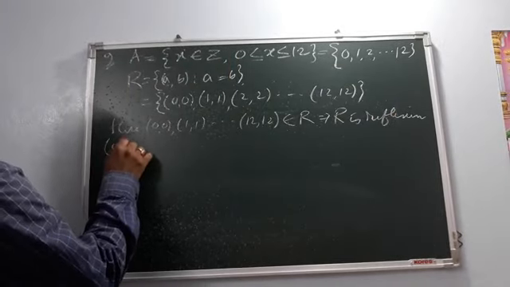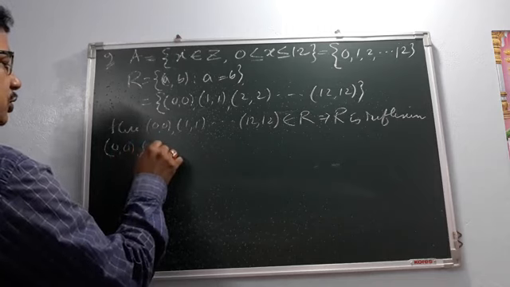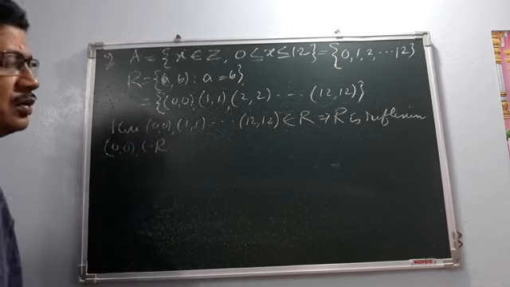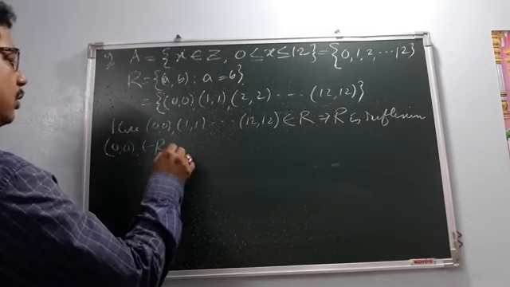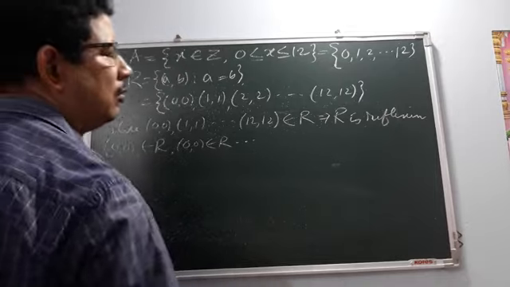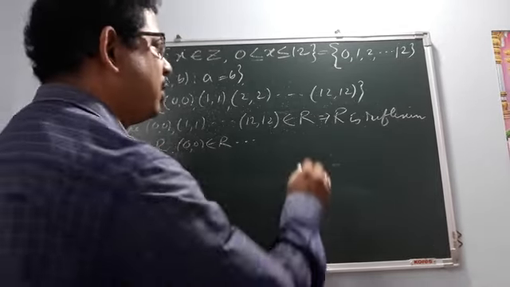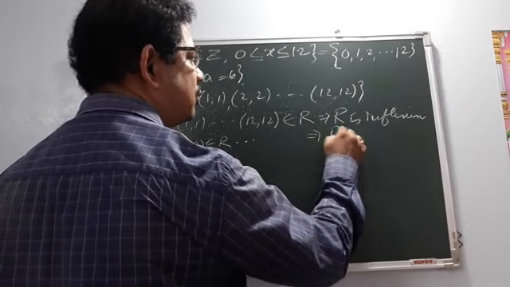Now (0, 0), its reverse: (0, 0) belongs to R, then its reverse is also there. Its reverse is again (0, 0). In this way, we found every element. If we change, it is the same. So R is symmetric also.